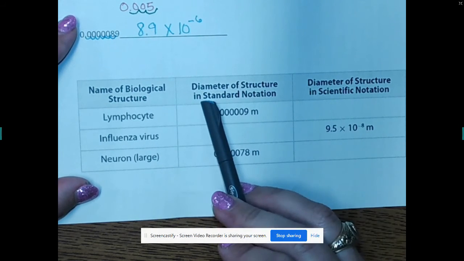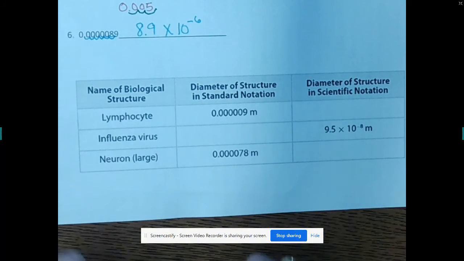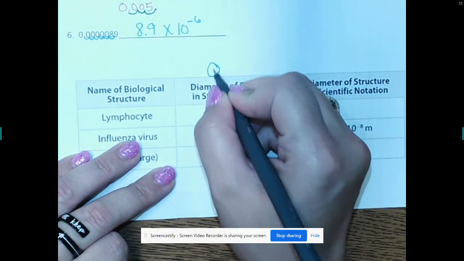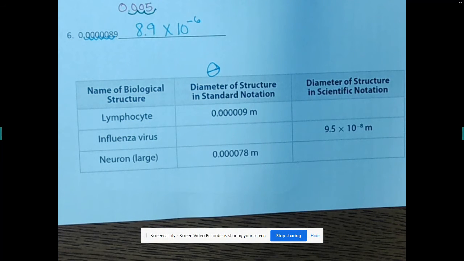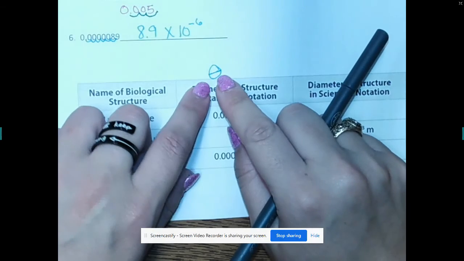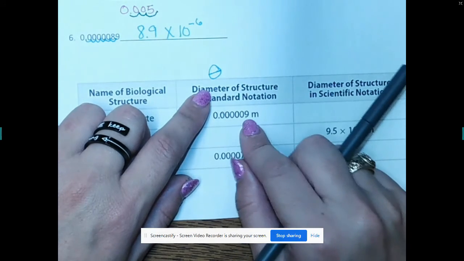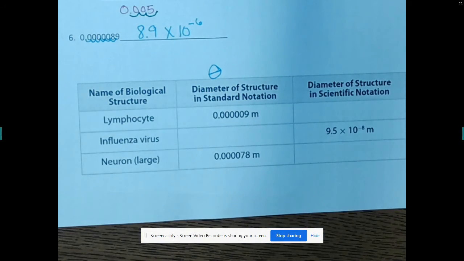Okay? First of all, what the heck is the diameter? We talked about this last year. I know you learned it because I taught you last year. Diameter is all the way across a circle, radius is like half, and circumference is the whole thing. So all the way across is this little bitty number. Do you think these lymphocytes are huge or tiny? Tiny. Like if you look at the tip of your pen or pencil, it's way smaller than that.